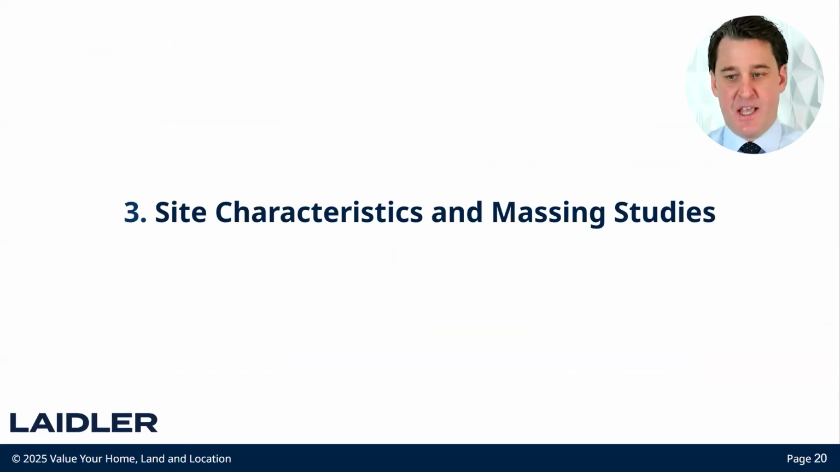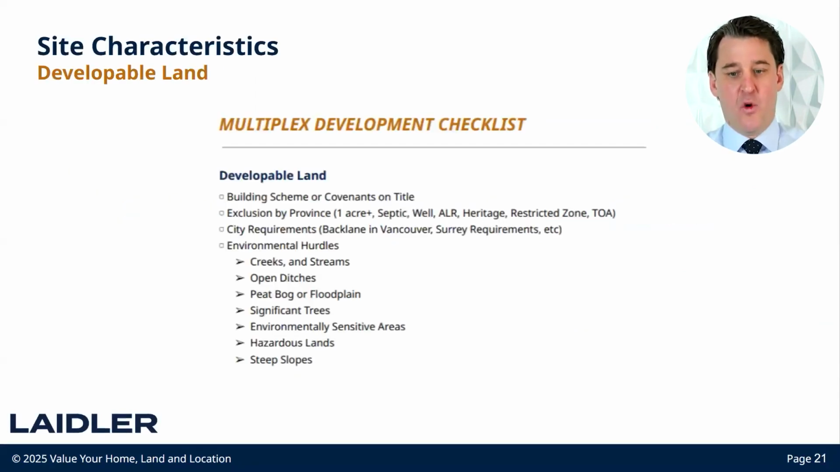Site characteristics and massing studies. In order to determine whether you have a developable piece of land, there are 4 main steps we'd recommend that you follow. The first is to check the title for a building scheme or a covenant on title. Many of you would have heard on the news the examples in Burnaby where there are long-standing covenants from the early 1950s, when the subdivisions were first created, not allowing for multiplex or not allowing for more than 1 building on the single family property.